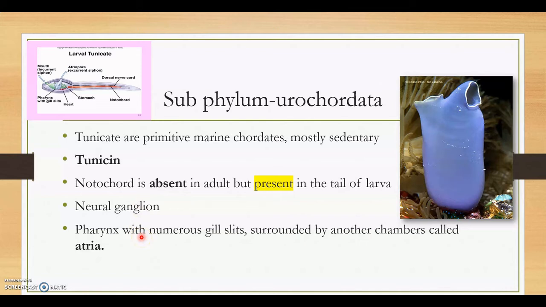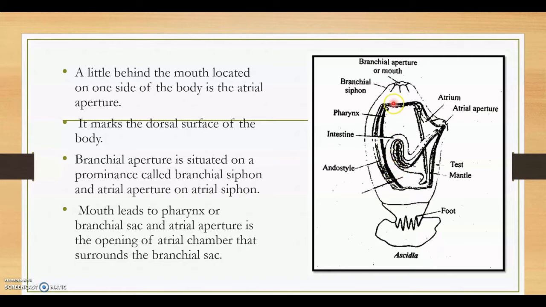The pharynx is provided with numerous gill slits for respiration, and it is externally surrounded by another chamber called the atrium. Let's look at this picture.